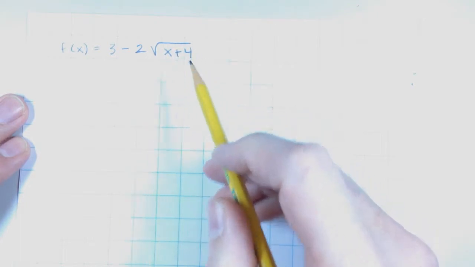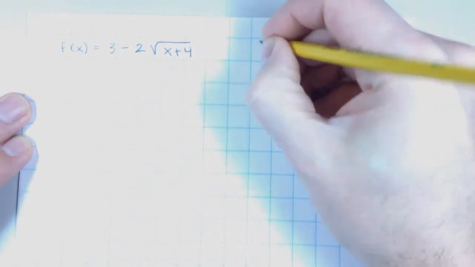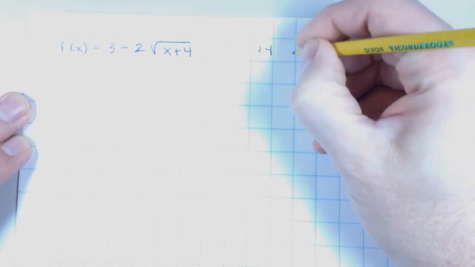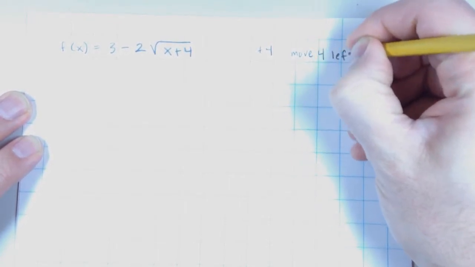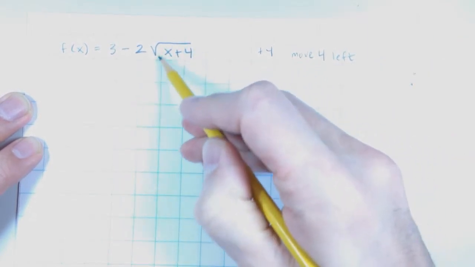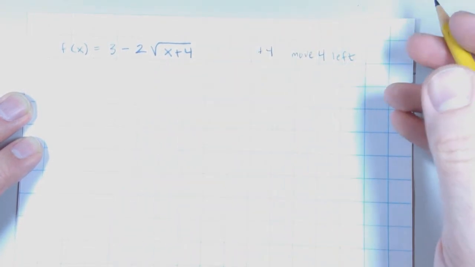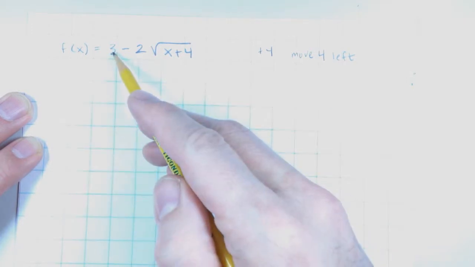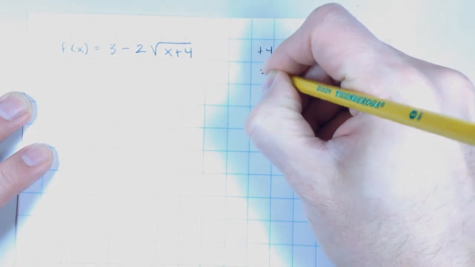So the first thing we're going to look at is horizontal and vertical shifts. So this x plus 4, the plus 4 means that the graph is going to move 4 units to the left. And one way for us to remember that is the number that we would plug in that would make this turn into 0 is negative 4. So negative 4 is to the left 4. The 3 over here, a positive 3, is going to make a vertical shift. So it's going to move 3 units up.